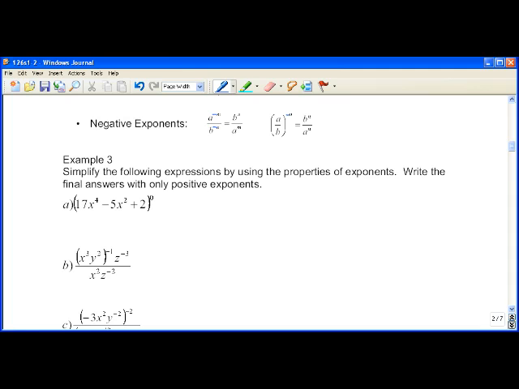Simplify the following expression by using the properties of exponents with only positive exponents. Okay, we have 17x to the 4th minus 5x squared plus 2, all to the 0 power. Well, that's just going to be 1.